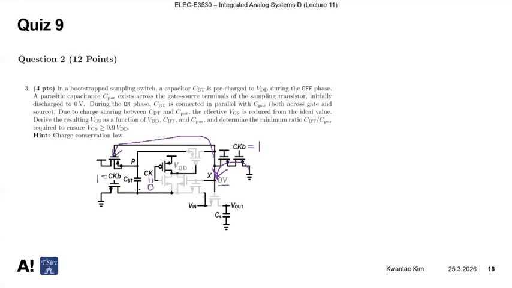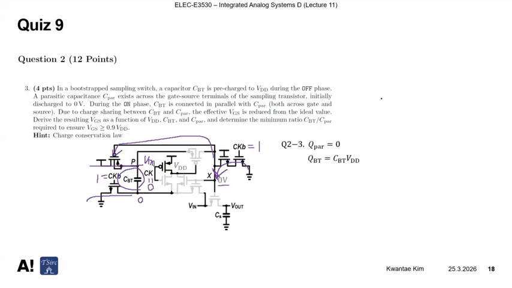That means this CBT is charged to VDD, right? This PMOS is turned on, this NMOS is turned on. So this is VDD, and this is 0. So the initial charge for the CBT bootstrapping capacitor is C times V, which is CBT times VDD. So using the charge conservation law, during the off phase, the parasitic capacitance has 0 coulomb of charge, and the bootstrapped capacitor has C times V, which is CBT times VDD.